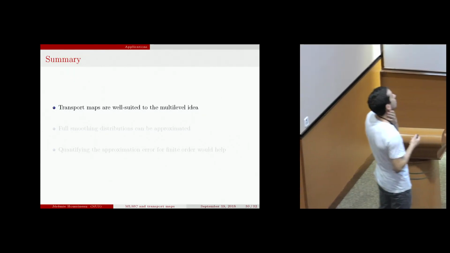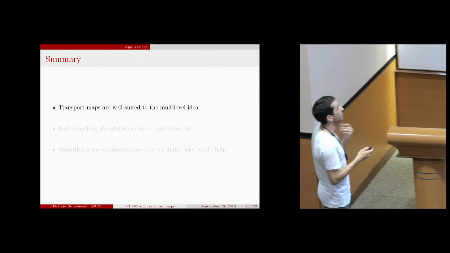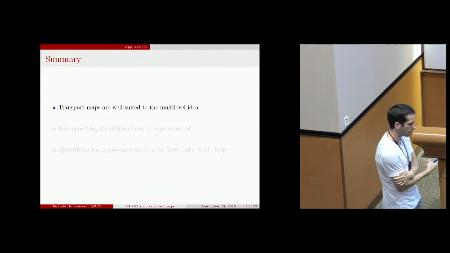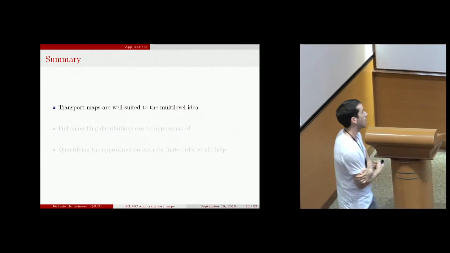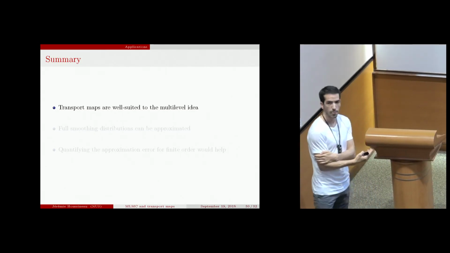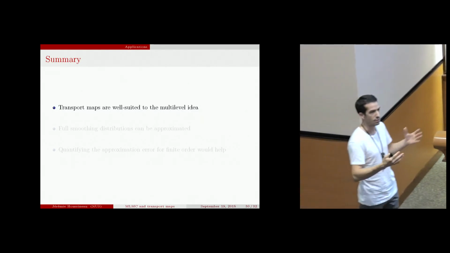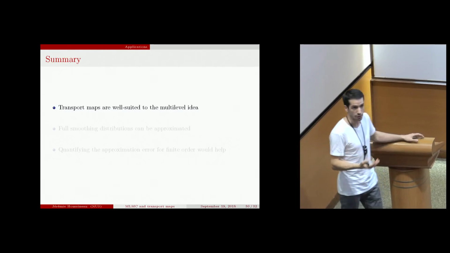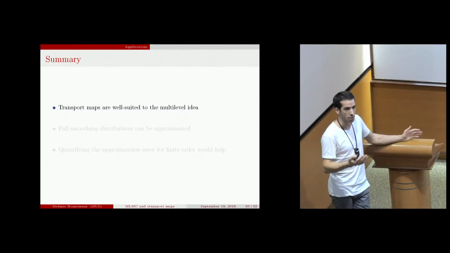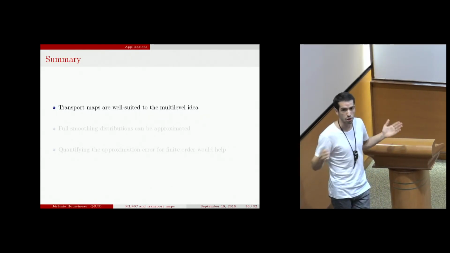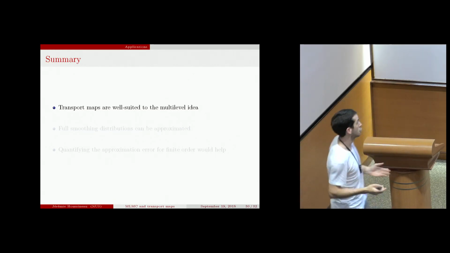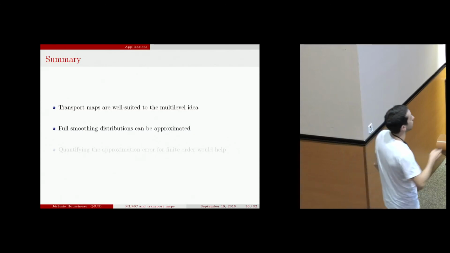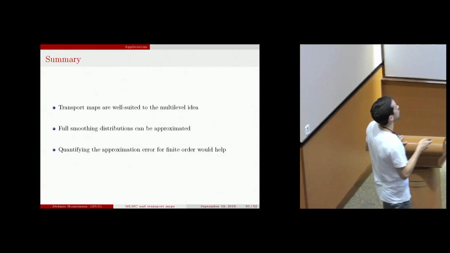hopefully I managed to convey that transport maps are very well suited to multi-level because of the ability to generate correlated samples. In general, I would recommend it if you have a low-dimensional problem and you want to do smoothing. It works very well. It's very easy to obtain independent samples for the whole trajectory, which is quite unusual. And I think that's really one important feature of this. Yes, so we can get the full smoothing distribution.